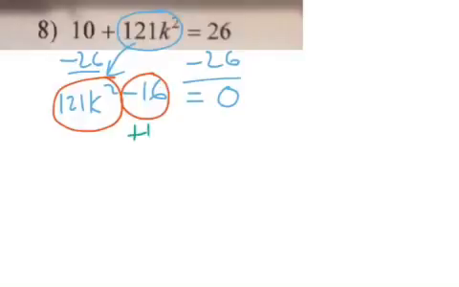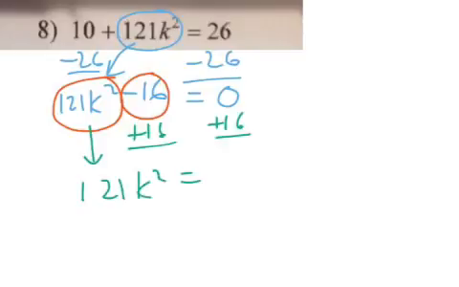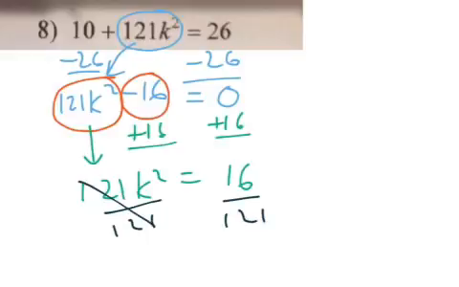So it's kind of backwards, but what we're actually going to do now is go ahead and add 16 to both sides. Okay? What does that do? Well, that leaves us here 121k squared equal to 16, right? Now I can divide by 121, you see. And with the 121 divided by 121 equal to 1, I now have k squared equal to 16 over 121.